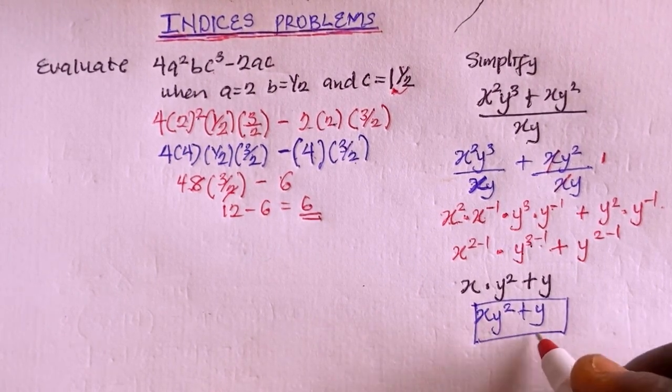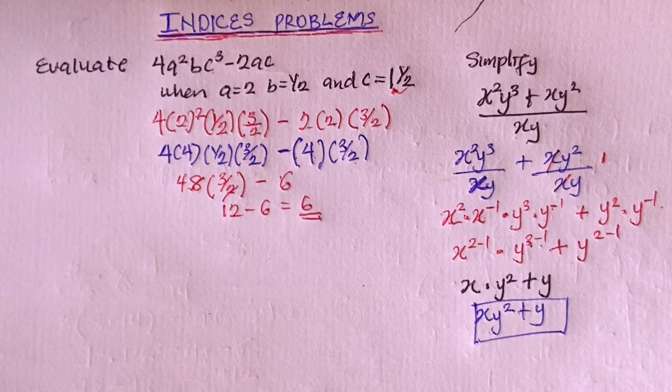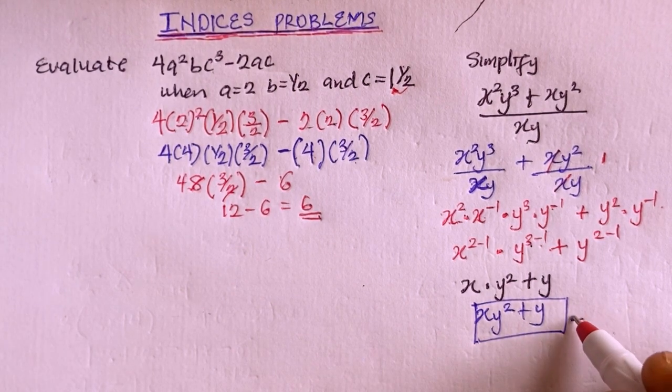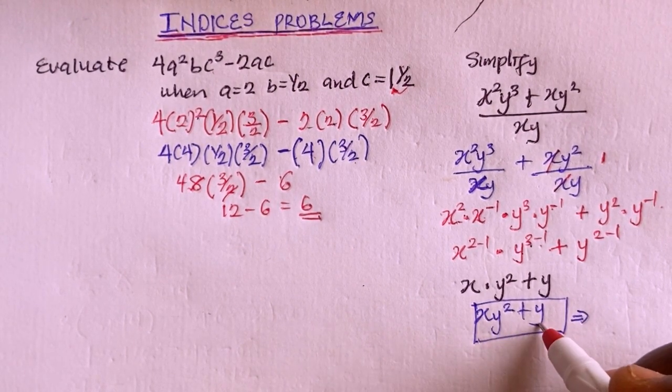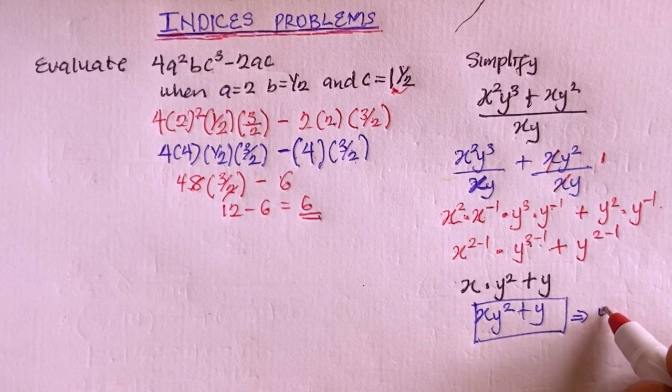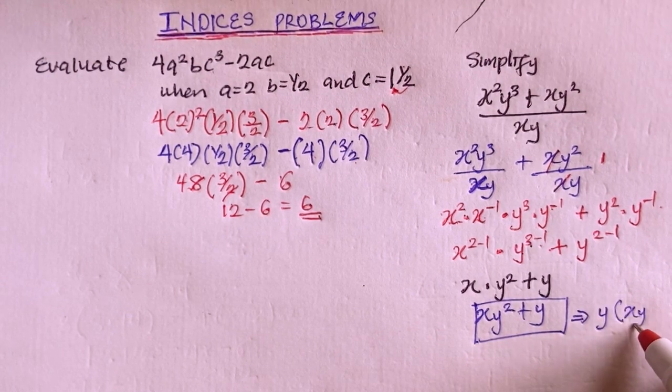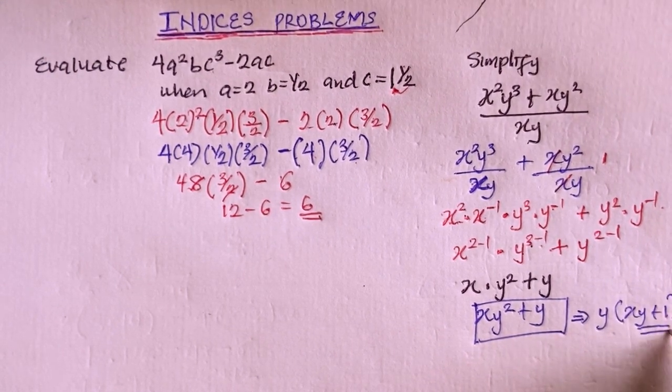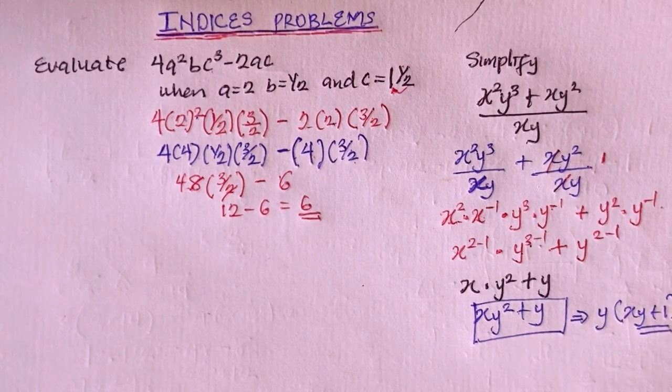That means we've simplified. Then if I want to simplify further, I can simply factorize y. So factorizing y, I'm going to have y into bracket xy plus 1. So that's this simplification if I want to simplify further.